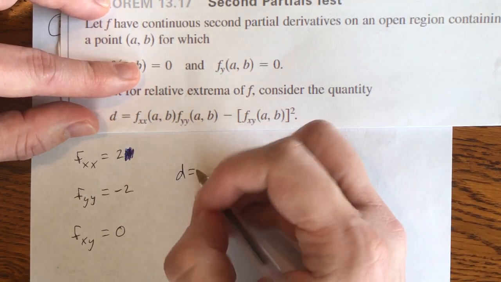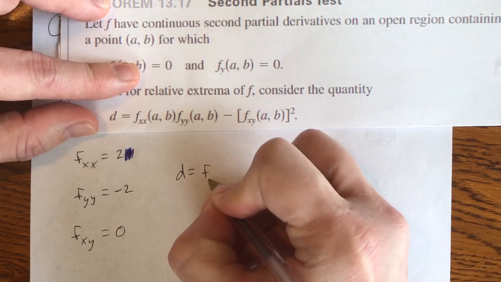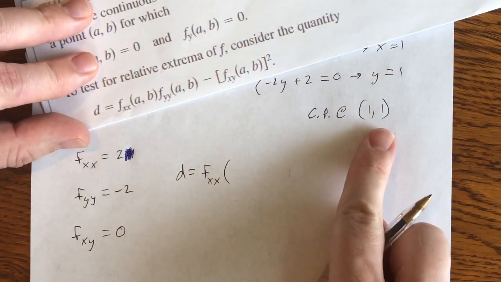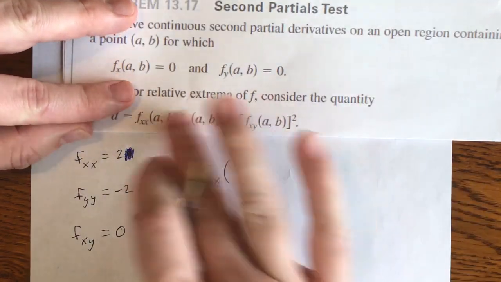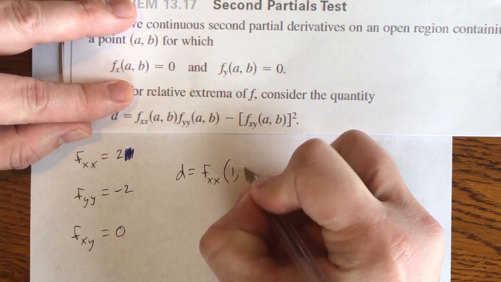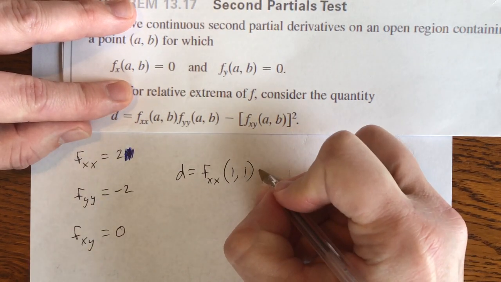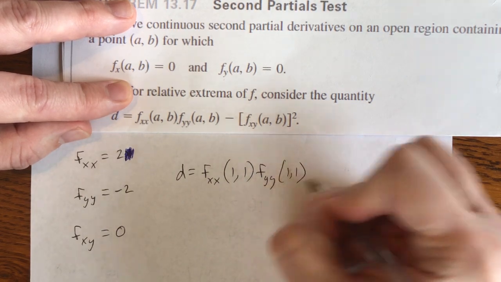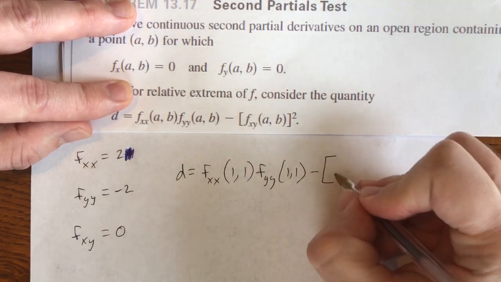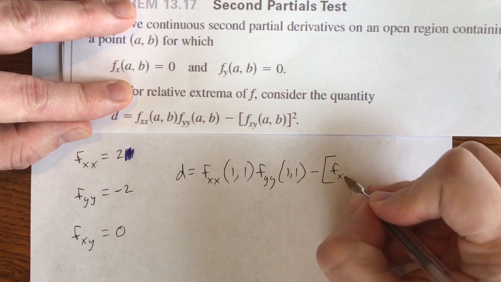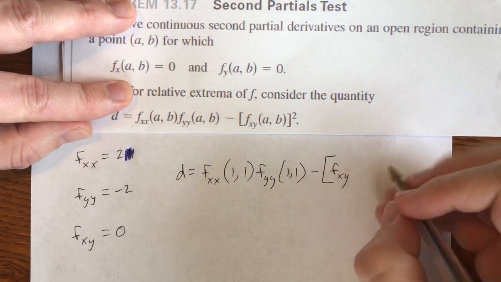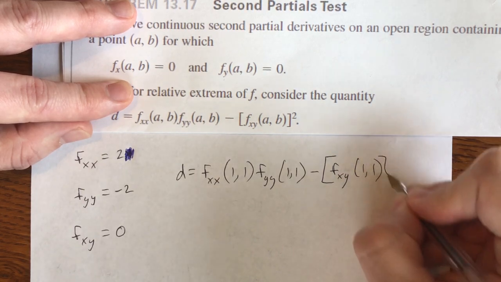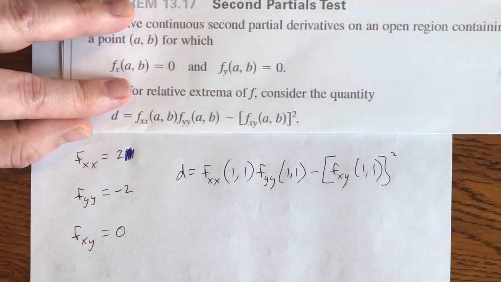So the discriminant would be equal to what? It would be equal to the second partial with respect to x at your critical point, which is 1, 1. So your a is 1, your b is also 1 in this case, times the second partial with respect to y of 1, 1, minus the first partial with respect to x, second partial with respect to y of the point 1, 1. This is our critical point. That whole thing squared, all right?